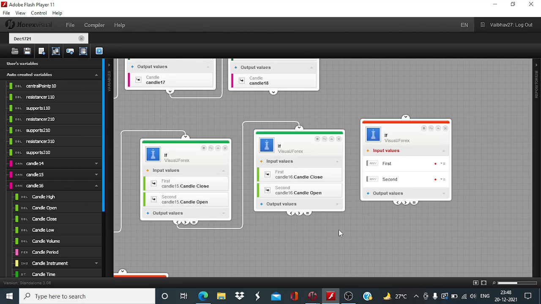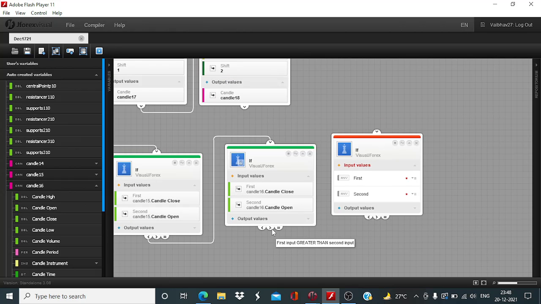So first input greater than second input.